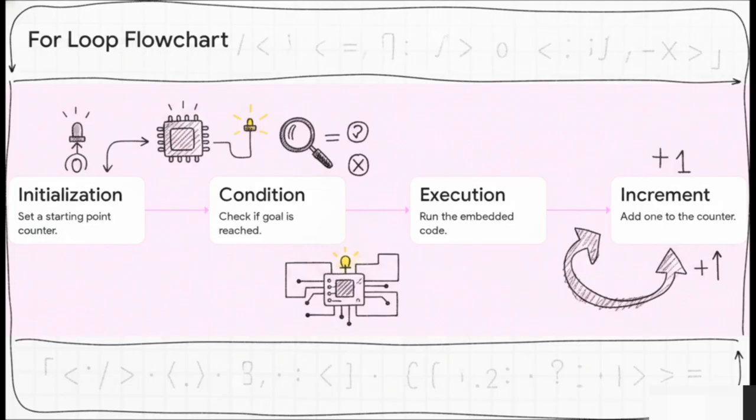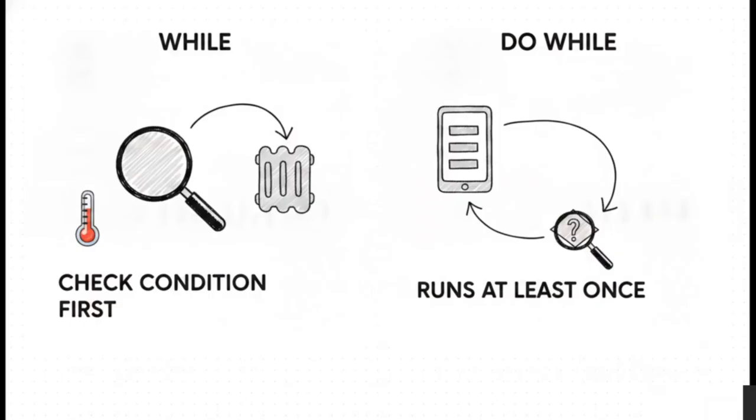The CPU runs the actual embedded code, like turning on that LED. And finally, step 4 is the increment. We just add 1 to our counter, and the whole cycle loops right back up to the condition. It's perfectly structured, neatly self-contained, and it's your go-to tool when you know exactly how many times a task needs to repeat. But what if you don't have a fixed number in mind?